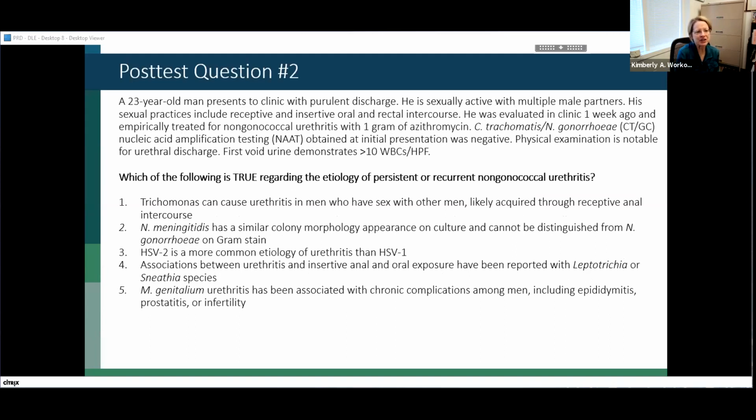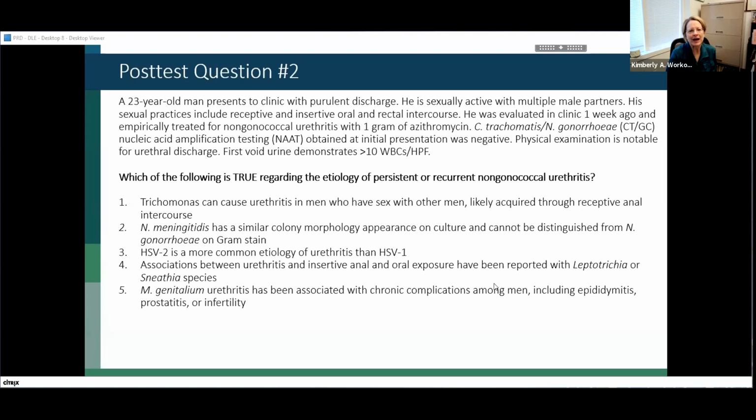So we talked about trichomonas, Neisseria meningitidis, herpes, the association with Lepotrichia and Snethia and Mycoplasma genitalium. We talked about all these things throughout the presentation, but this is really thinking about the nuances of making this diagnosis of persistent urethritis and the data that we have. So this is a lot of information, and in multiple places during the presentation we talked about these things. Interesting to see what you are going to give me in terms of recommendations.